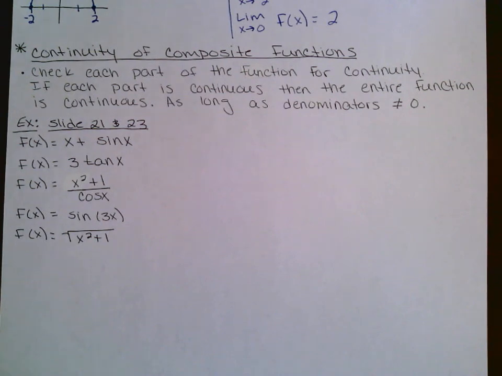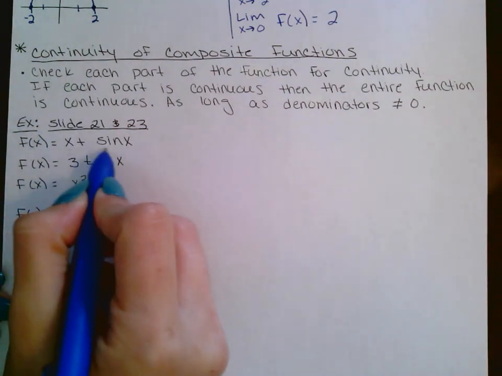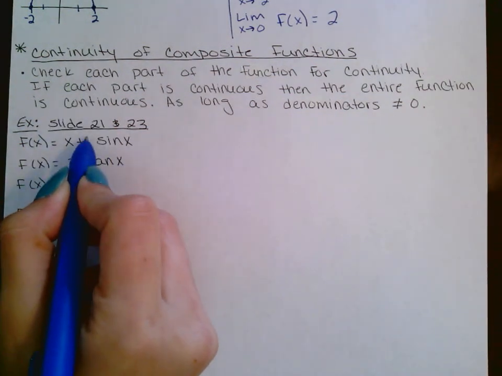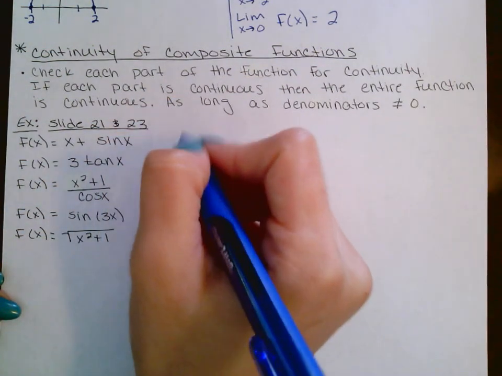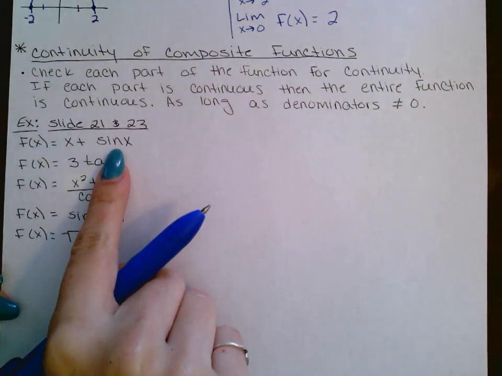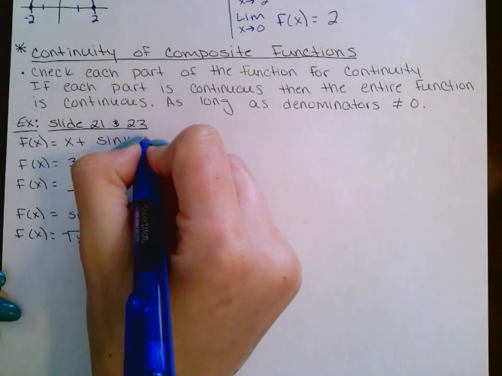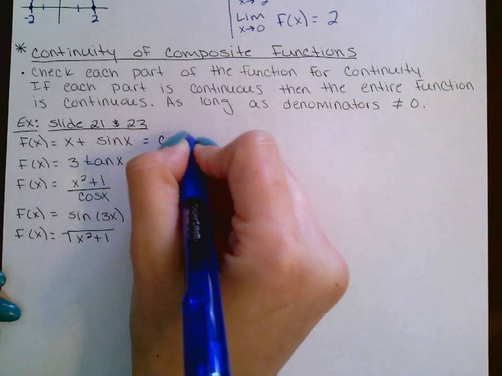All right, let's talk now about the continuity of a composite function. So if you could check each part of the function for continuity, and if each part is continuous, then the entire function is continuous, as long as the denominator does not equal 0. And then we also started talking, which we'll look at as well, how square roots work. Okay, and that'll be the last one we do. So for this first one, I have x plus sine of x. I know that x is a linear function that is always continuous. Okay, so that is good. And then sine of x, we talked already, is a wavelength that goes on forever, which also doesn't have an issue with discontinuity. So we can say that this function is always continuous.